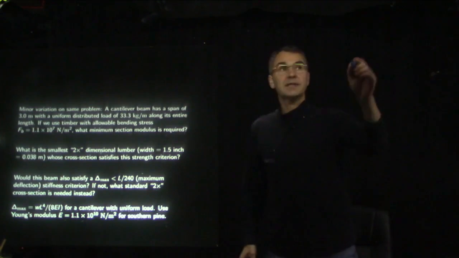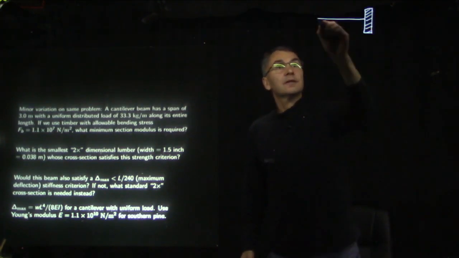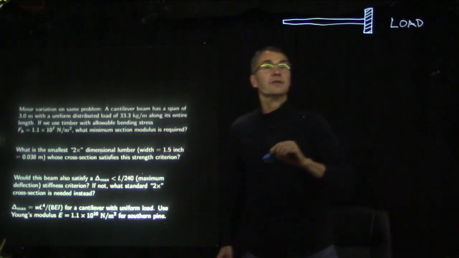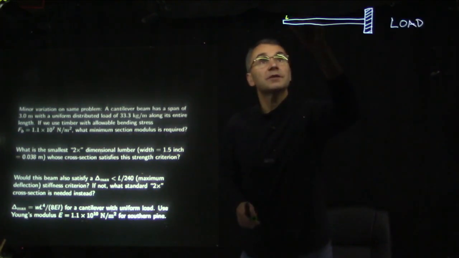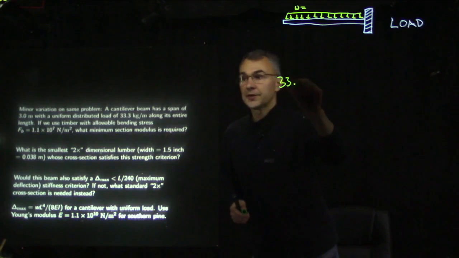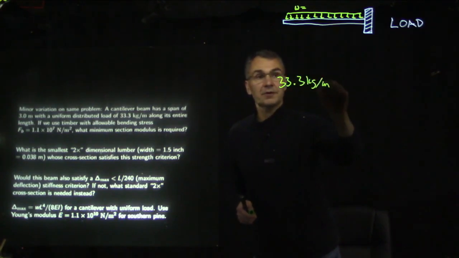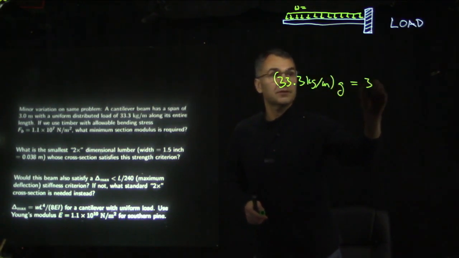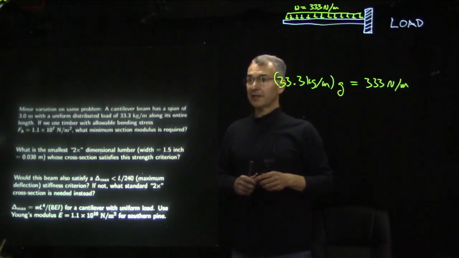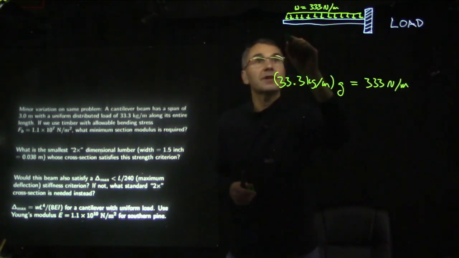So let's draw a cantilever beam. Here's a wall, and here's a beam coming out from the wall, and we're going to call this the load diagram. The load on this beam is uniform, and it's W equals 33.3 kilograms per meter times little g, which is 333 newtons per meter. Let's just call it g equals 10. The difference between 9.8 and 10 is only 2%. This length is 3 meters.